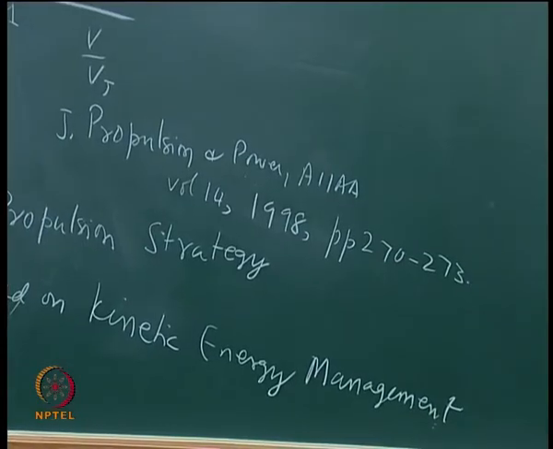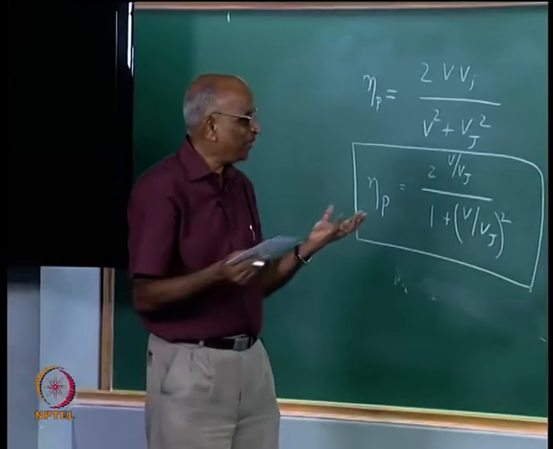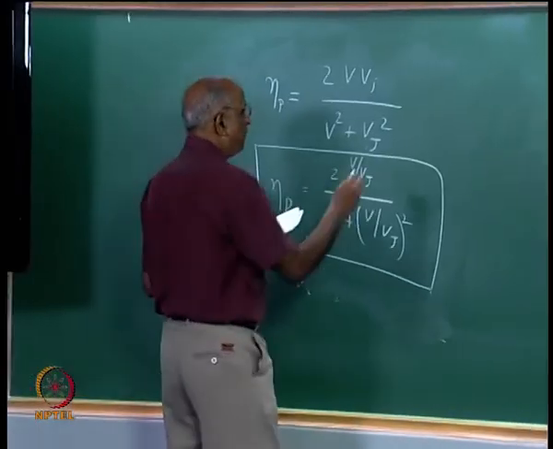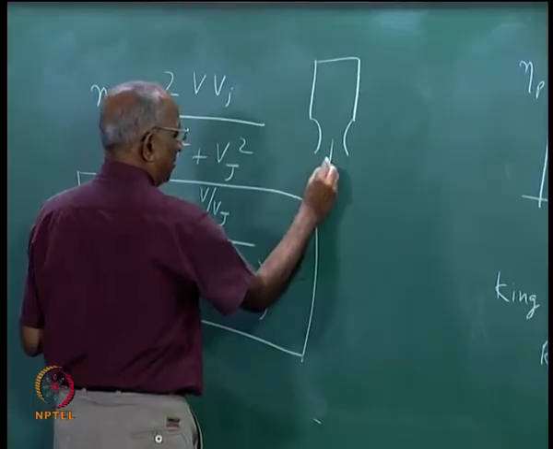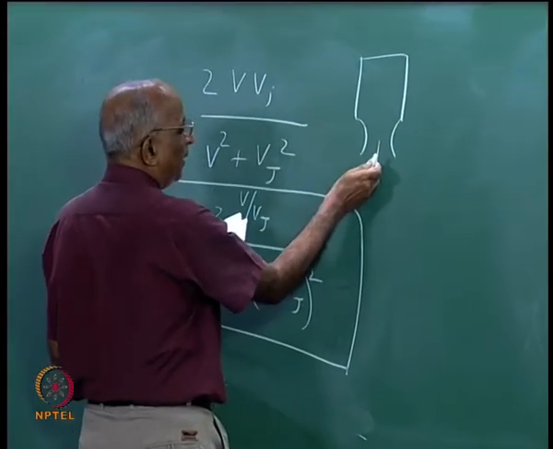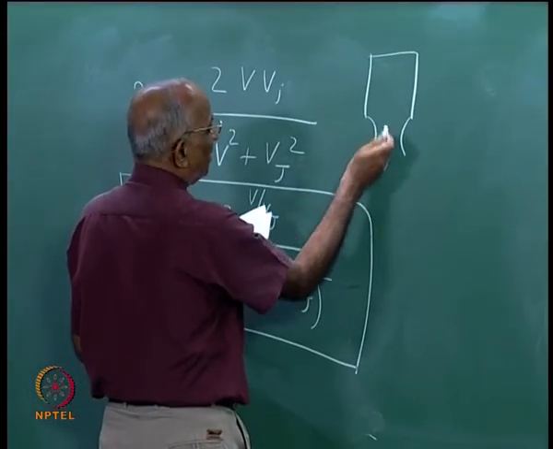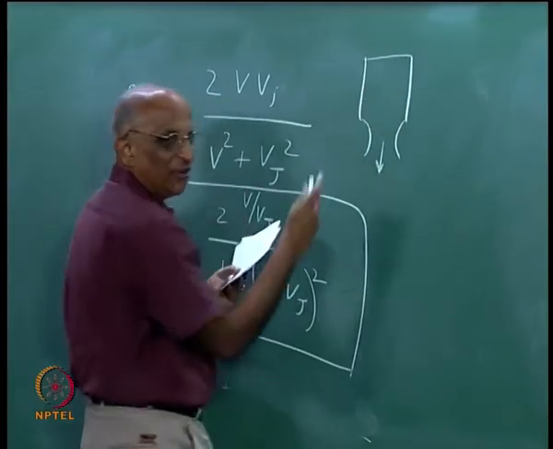We know it is not possible, but still, what does he try to do? Can you somehow do something with Vj and try to see whether you can get a better propulsive efficiency?